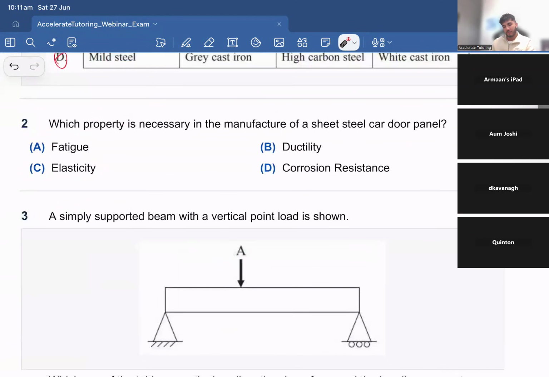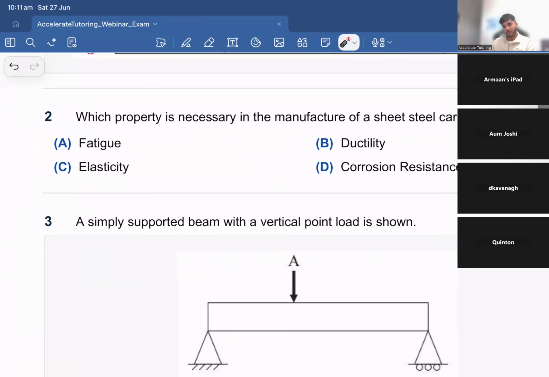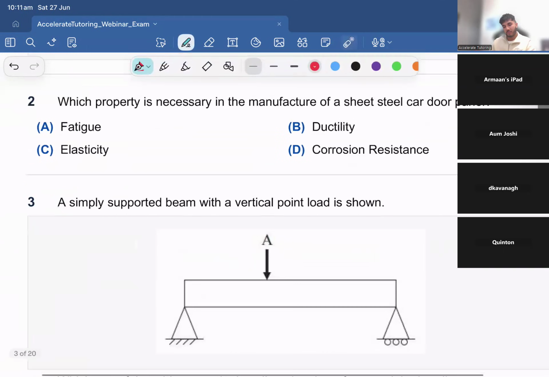Perfect. Next one. Which property is necessary in the manufacturing of a sheet steel car door panel? So, what do we think the answer would be for this? Again, as I said, for multiple choice questions, the majority of the time, it's just process of elimination, cancel things out. So automatically, corrosion resistance should not be something that's coming to your mind at all when you're looking at this. That's not really something we care about for this exact property itself. So from A, B, and C, anyone want to chuck in the chat or say what they think the answer might be?